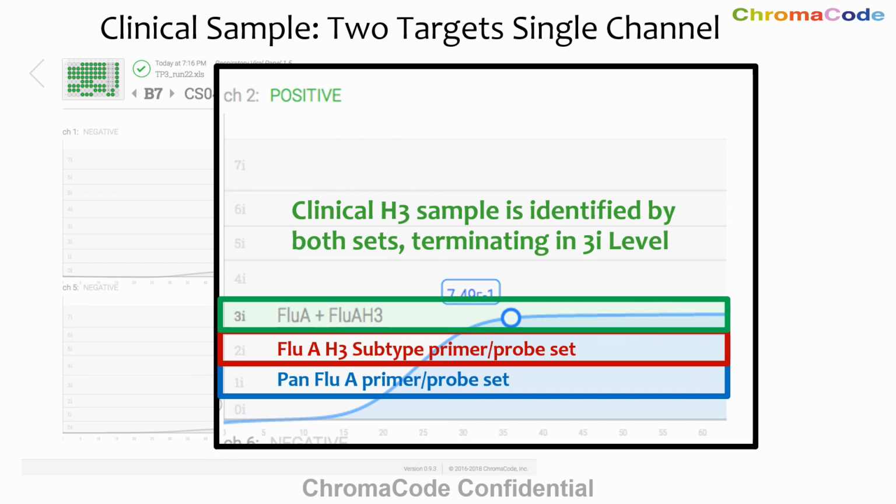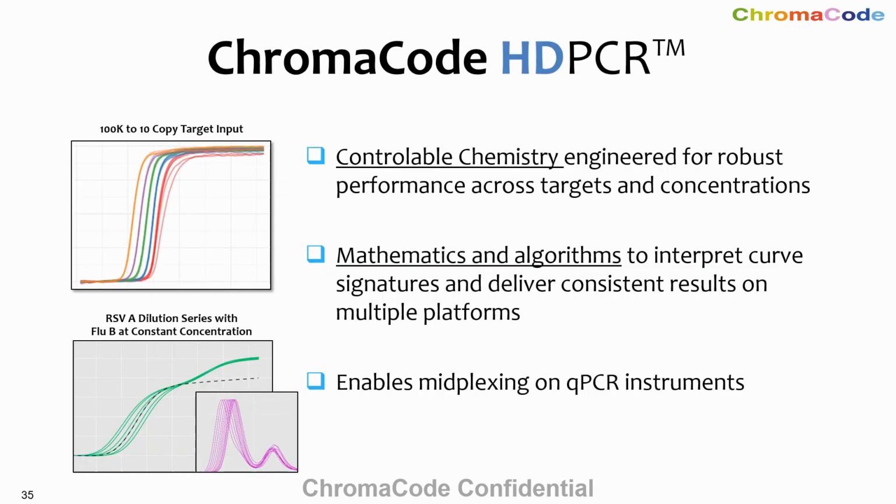HDPCR is engineered so that curves terminate in deterministic bands, regardless of the concentration of the targets that are present in the reaction. This is ChromaCode HDPCR. It's a controllable chemistry engineered for robust performance across targets and concentrations. It's mathematics and algorithms to interpret curve signatures and deliver consistent results on multiple platforms. All of this enables mid-plexing on qPCR instruments.